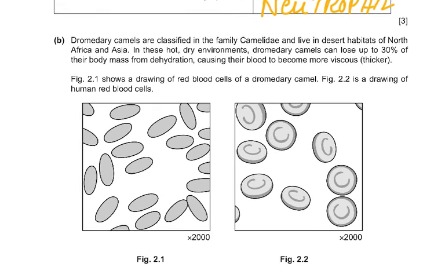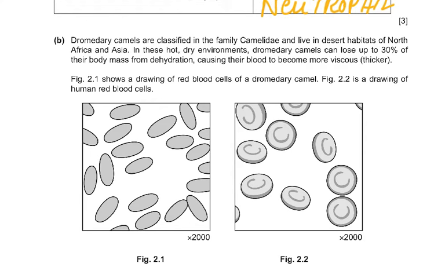Then coming to the B part of the question, they have given you some sort of a comparison. Both are the same magnification, figure 2.1, 2.2. Dromedary camels are classified in the family Camelidae and live in desert habitats of North Africa and Asia. In these hot, dry environments, dromedary camels can lose up to 30% of their body mass from dehydration, causing their blood to become more viscous.